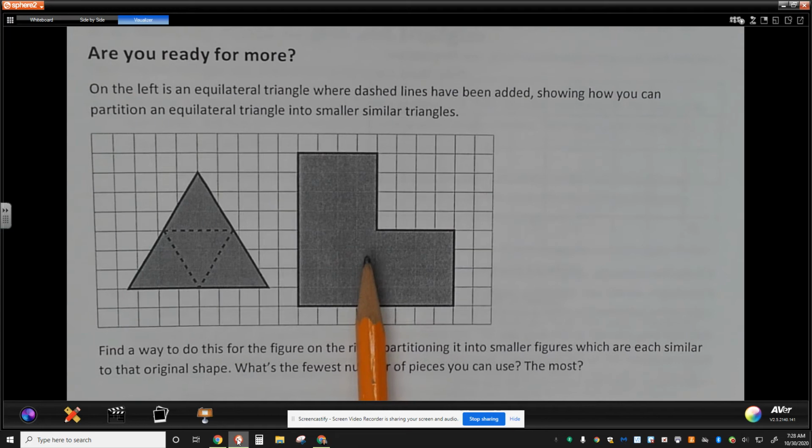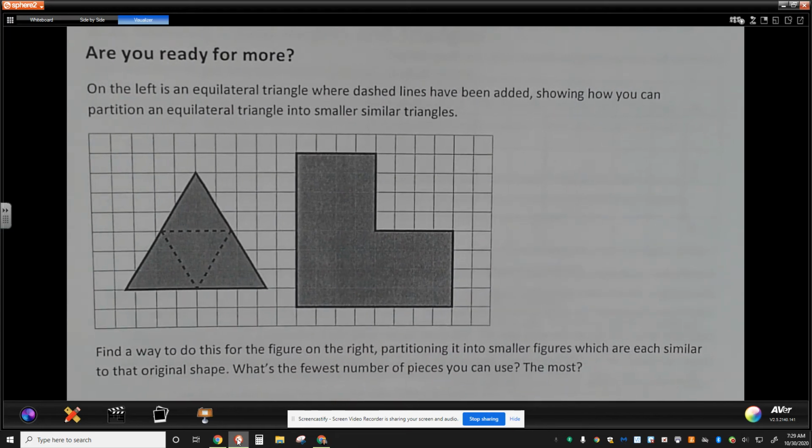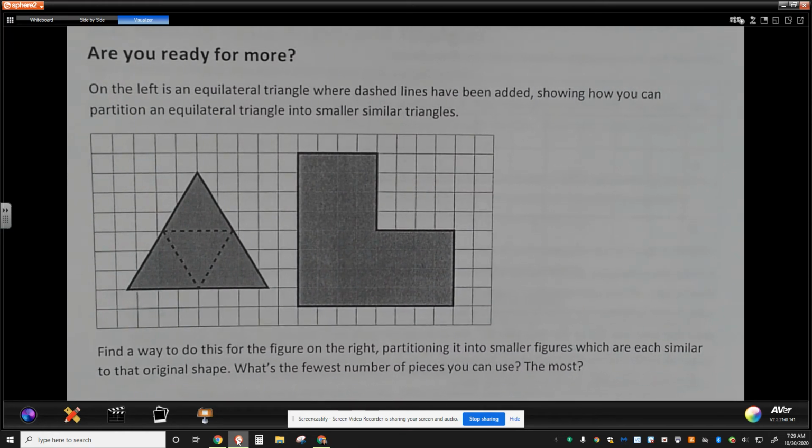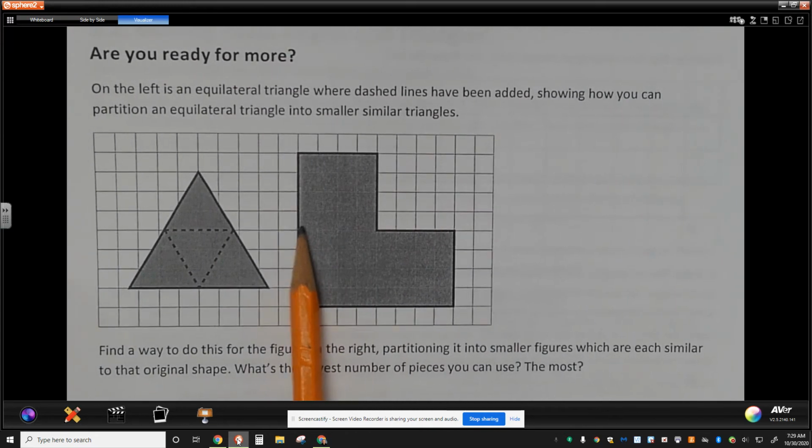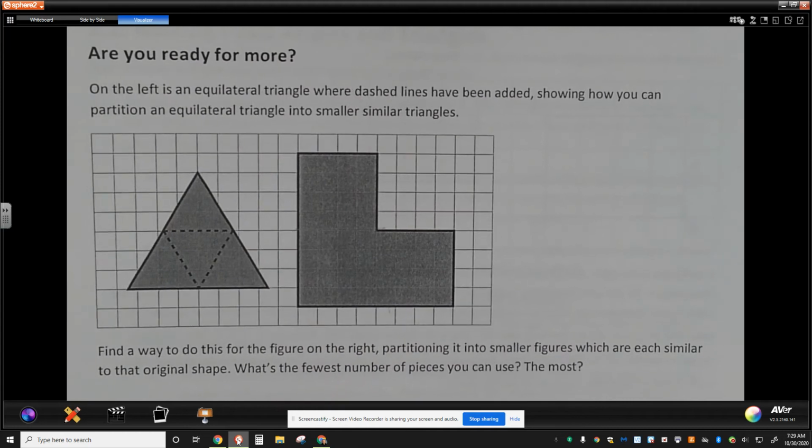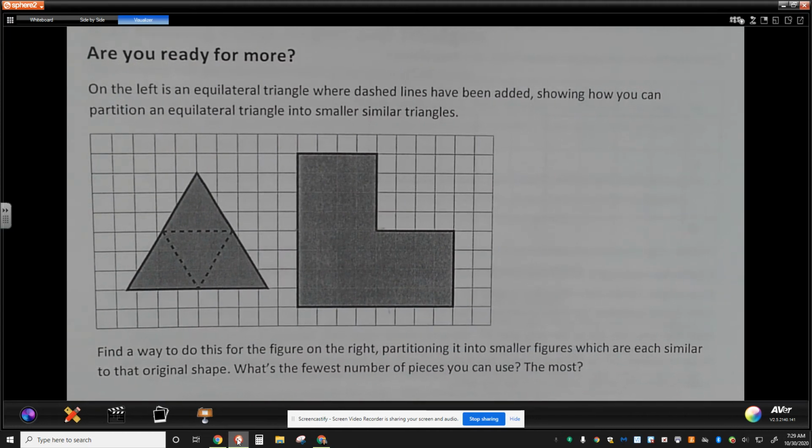Find a way to do that exact same thing with the one on the right. Keep in mind that the shape has to be exactly the same. So if your first thought was, oh, we'll just cut it into 3 squares because those are all the same, is that shape a square? Since it's not, you can't do that.